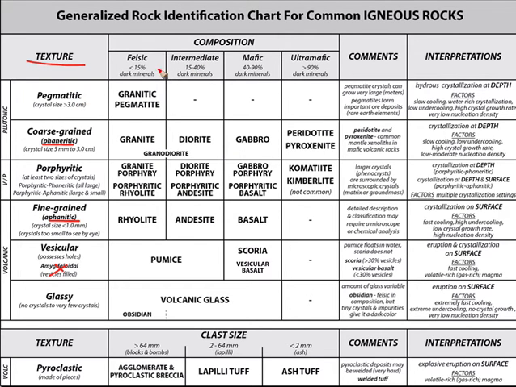Then over here you have composition, which is felsic, intermediate, mafic, and ultramafic. Felsic gives you about 15% or less dark minerals. Intermediate's 15 to 40% dark minerals. Mafic's about 40 to 90% dark minerals, and ultramafic is greater than 90% dark minerals. Remember, if you need help with composition, go back and watch the video.